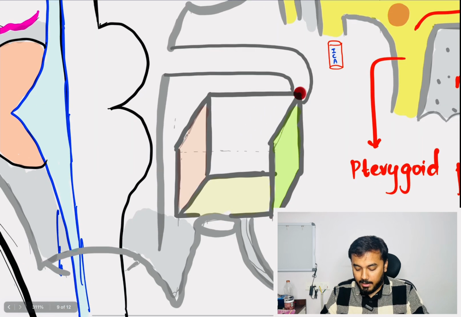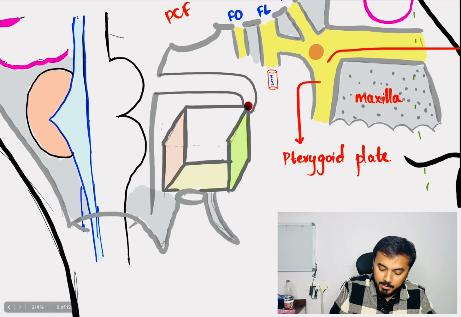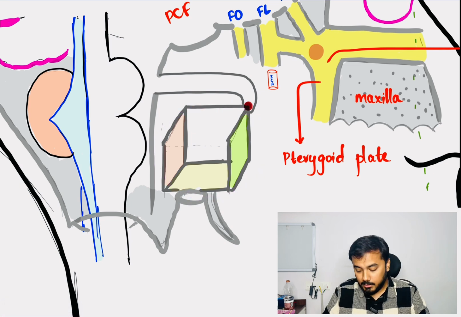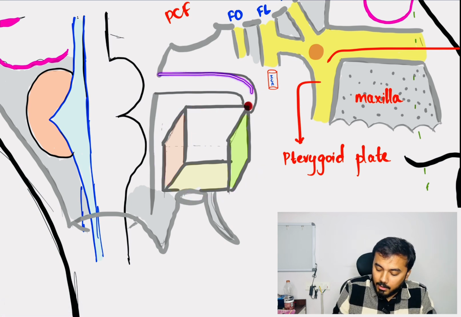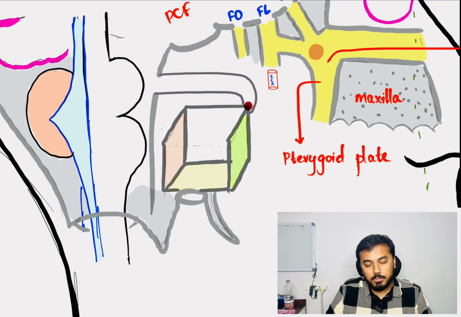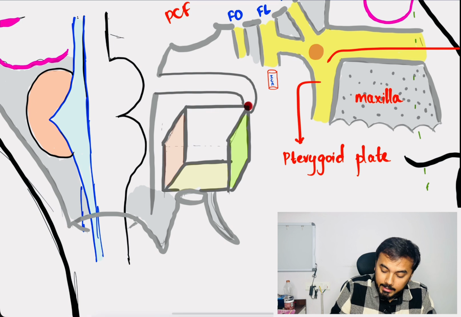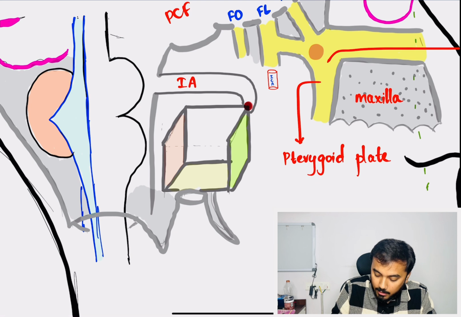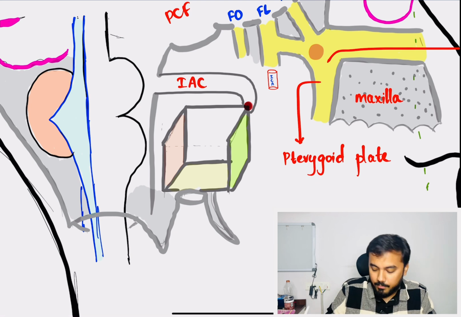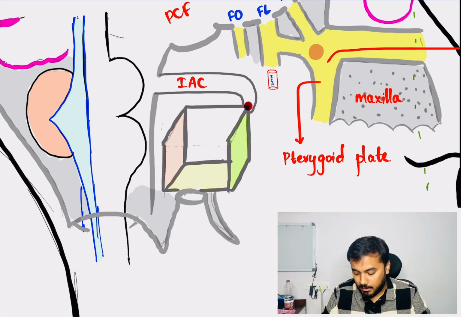When you go back, look at this. What is this part? This one over here is your middle ear. All of you know, right? This is your middle ear. And what is this one? This part. What is this part over here? Yeah, what is this part? This is your internal acoustic canal, right? This is your internal acoustic canal.